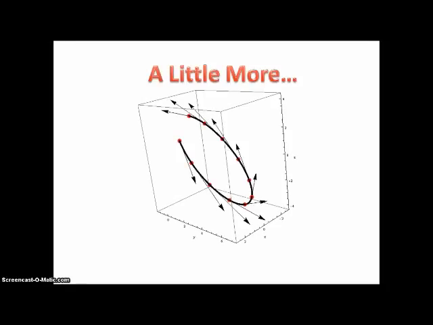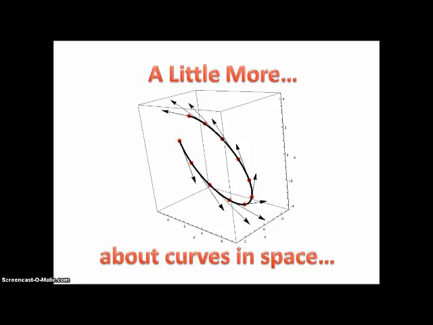A little more about curves in space. Now here we have a curve in space with some points denoted in red, and from some of those points we have vectors traveling along the curve. These are velocity vectors. Notice that if you look at the scale, these are not unit vectors.